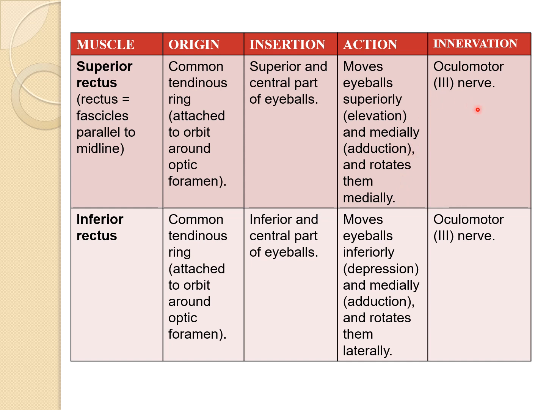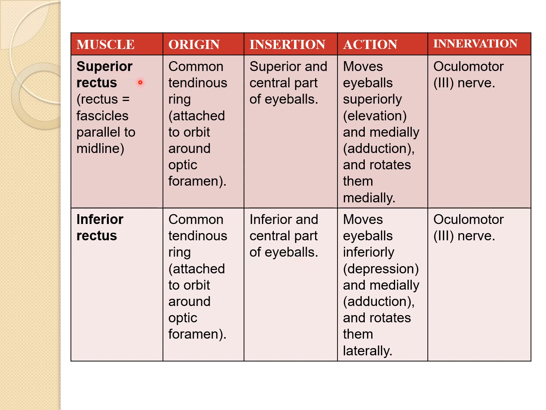Innervation is by the oculomotor nerve, that is the third nerve. The next is inferior rectus. Its origin occurs at the same site, the common tendinous ring attached to the orbit and around the optic foramen. Insertion: it inserts at the inferior and central part of the eyeballs.